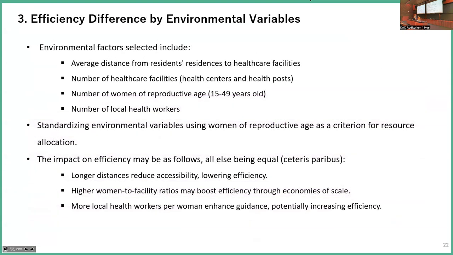In environmental factors, we include four barriers: average distance from residence, distance, and number of health facilities, and we used the number of women of childbearing age as a standard to generalize other environmental factors, since it influenced the allocation of human and material resources.